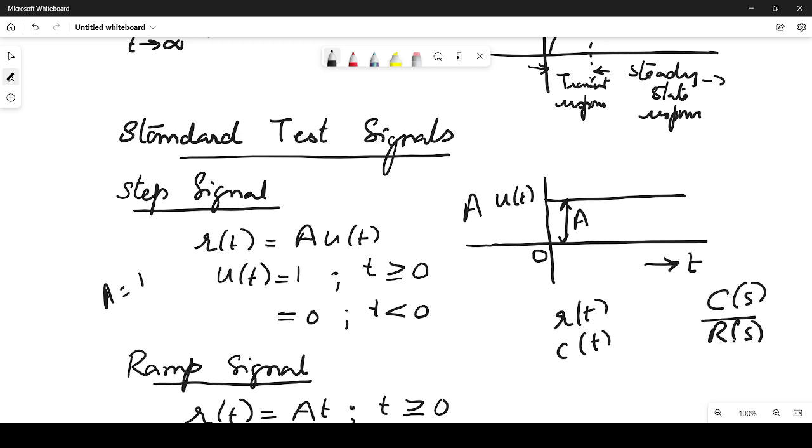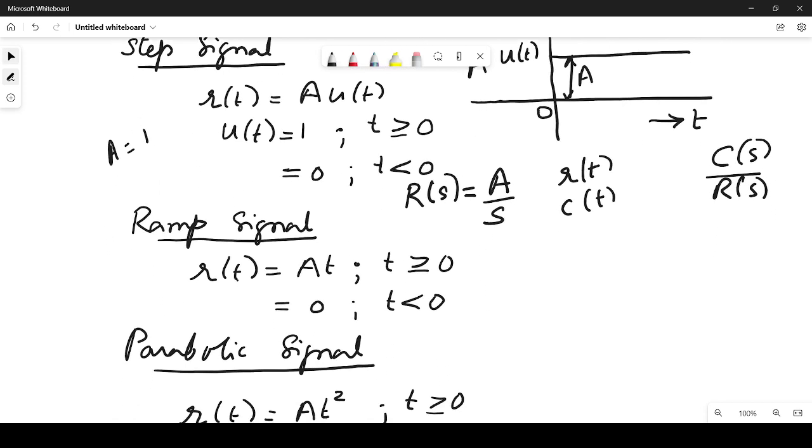So R of S is the Laplace transform of the input R of t. When you take the Laplace transform of the step signal, we will be getting R of S is equal to A by S. So for a step signal, we will be using the input as A by S.